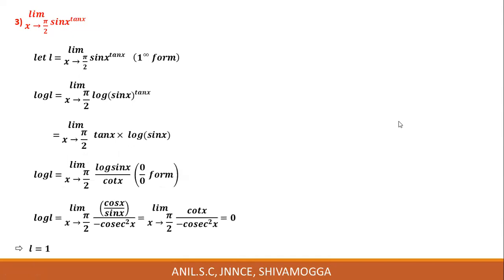Limit x tends to pi by 2 sin x to the power tan x. This is the next problem. Let L be equal to limit x tends to pi by 2 sin x to the power tan x. Try to identify the form of the limit.